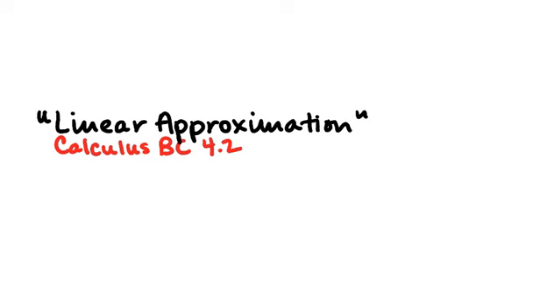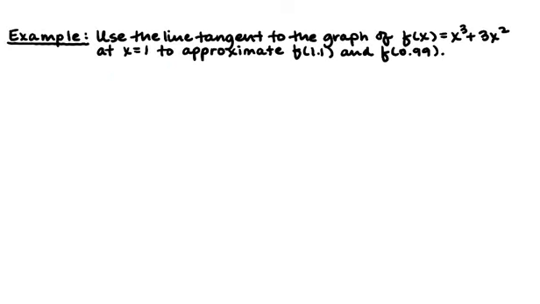All right, today I'm talking about linear approximation, which is pretty much what it sounds like. We're going to use a tangent line to the graph of a function to approximate values of the function near the point of tangency. All right, so I'm just going to start with an example, the type of question you're going to see. Use the line tangent to the graph of f of x at x equals 1 to approximate f of 1.1 and f of 0.99.